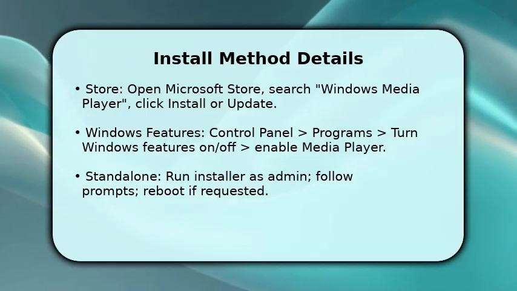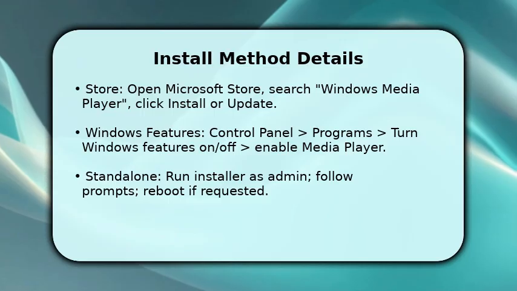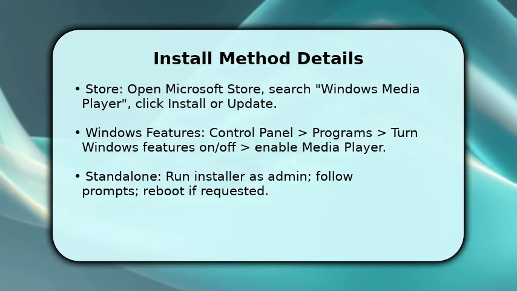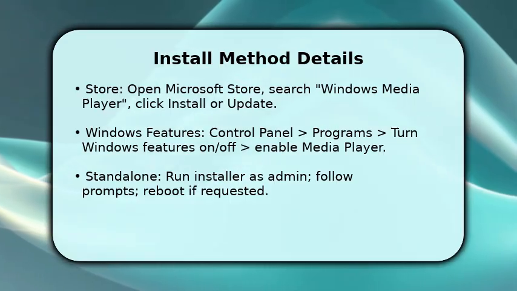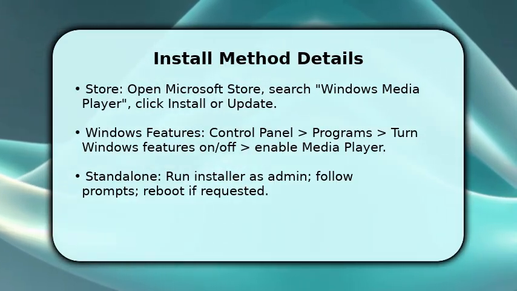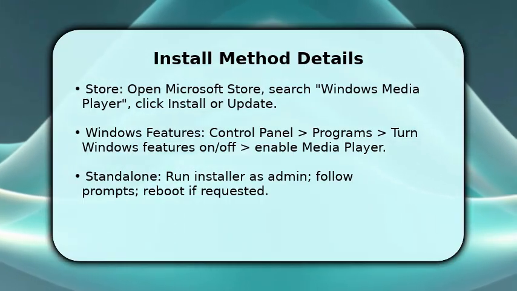Open Control Panel, go to Programs, then turn Windows features on or off and enable Media Player. For a standalone installer, right-click the file, run as administrator, follow the prompts, and reboot when it asks. Make sure to install matching 32-bit or 64-bit builds to avoid compatibility issues.